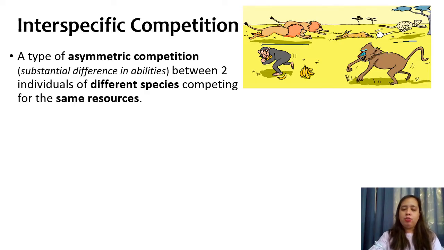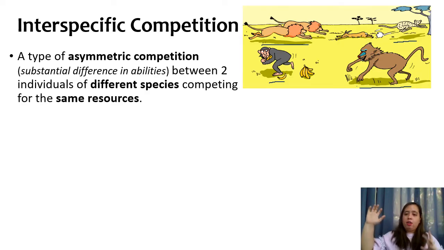So, as you can see also in here, between the chimpanzee and the baboon, baboons are very strong, or they're stronger compared to chimpanzees, but chimpanzees are more agile. When I say more agile, faster compared to your baboon. So, we have here asymmetric competition.